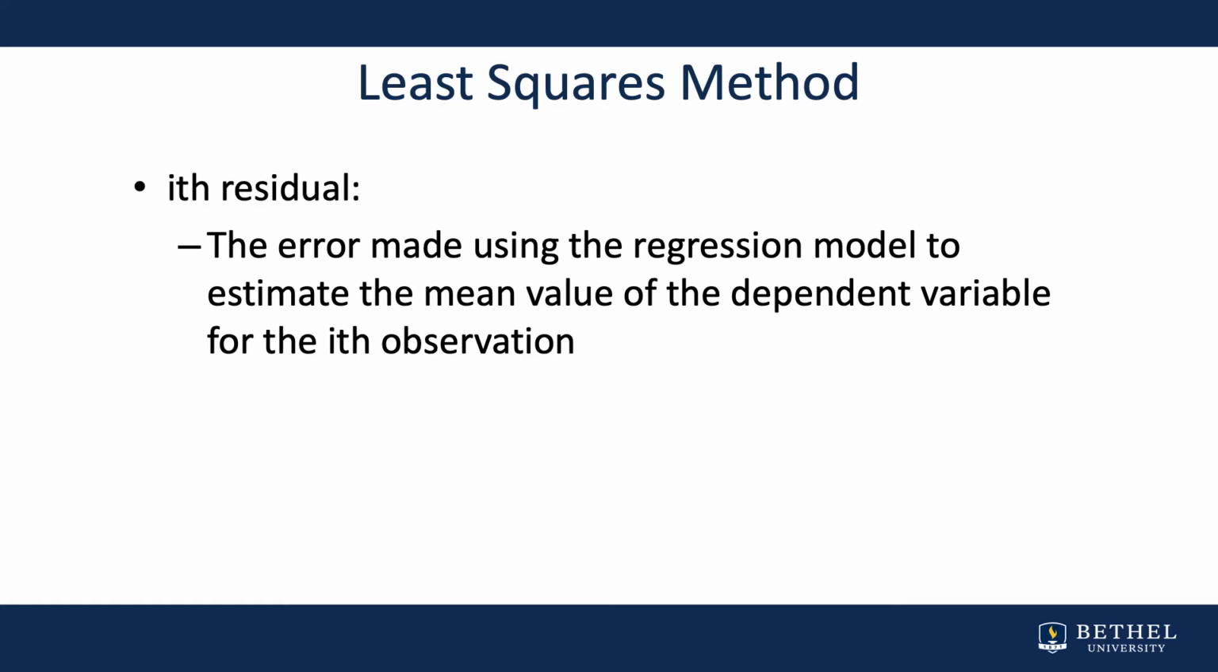The ith residual is the error made using the regression model to estimate the mean value of the dependent variable for the ith observation. It is denoted by e sub i equals y sub i minus y hat sub i. That would be the error that you want to reduce when you're doing a regression analysis to make sure that your model fits the data as tightly as possible. Our job is finding the regression that minimizes the sum of the squared errors.